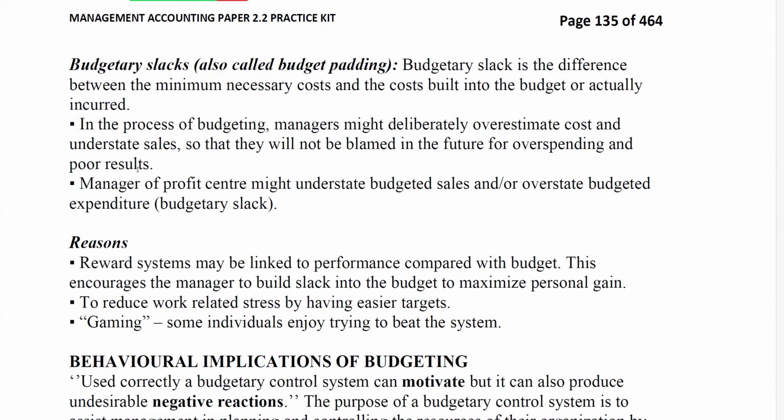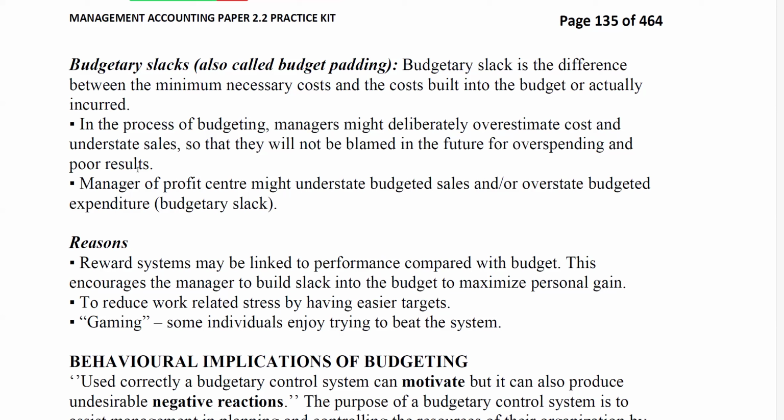Now, this is what we call budget padding. Budgetary slack is the difference between the minimum necessary cost and the cost built into the budget or actually incurred, right? So in the process of budgeting, managers might deliberately overestimate costs. That's why I told you that mostly we call slacks unused variable. Okay, so in the process of budgeting, managers might deliberately overestimate costs and understate sales so that they will not be blamed in the future for overspending and poor results.